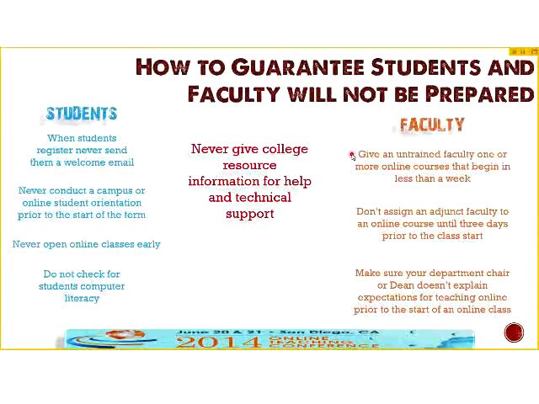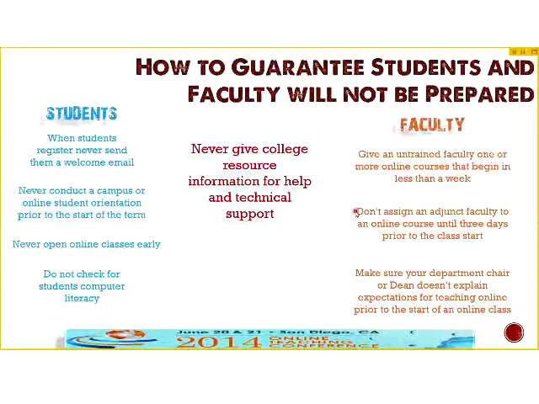If you want to give faculty a hard time, give an untrained faculty one or more online classes that begin within a week. The other thing for students is never conduct a campus or online orientation prior to the start of the term. You want to make sure that students don't understand anything that goes on, and when they get into an online class, they're going to sit back and expect people to come in and help them, and they're not going to do much. Then you can count on having that happen if you don't give them a campus or some kind of an orientation.